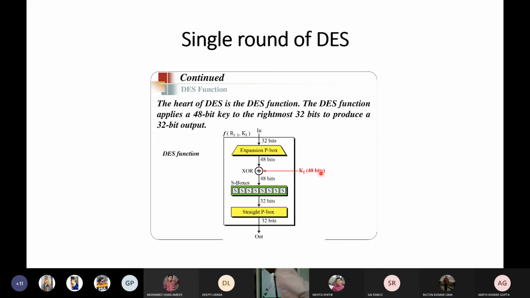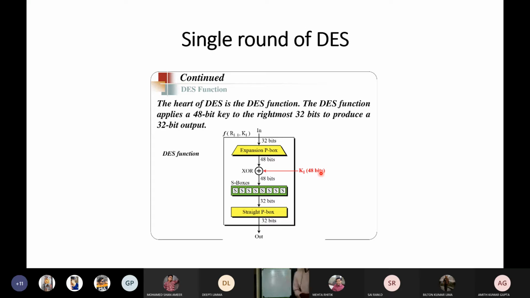All right. Look here. Here is a single round of DES, the Data Encryption Standard. Remember, we have 16 rounds. For a single round, as you can see, the input, which means 64 bits of plain text, is divided into two halves, which means they are going to be 32 bits each.